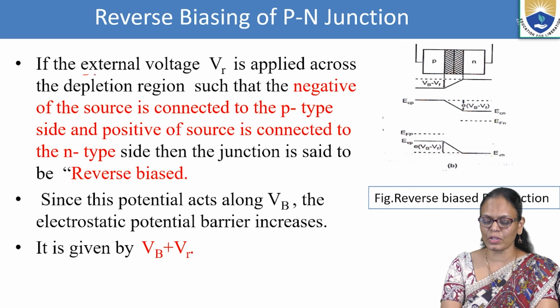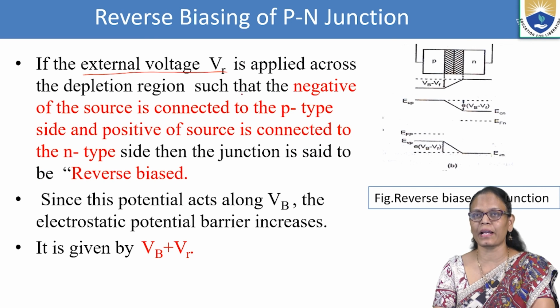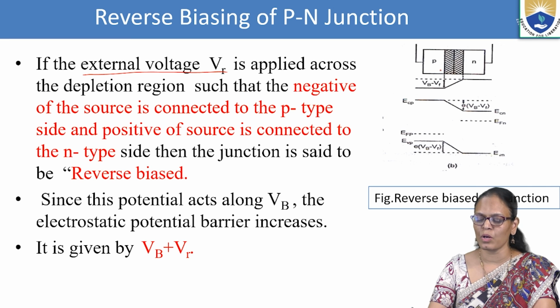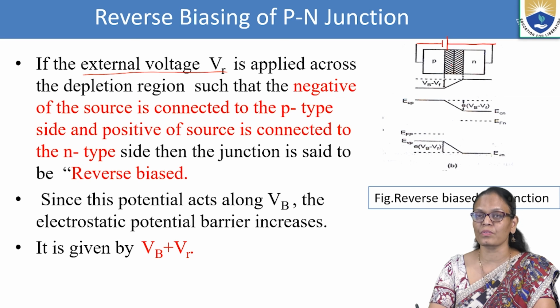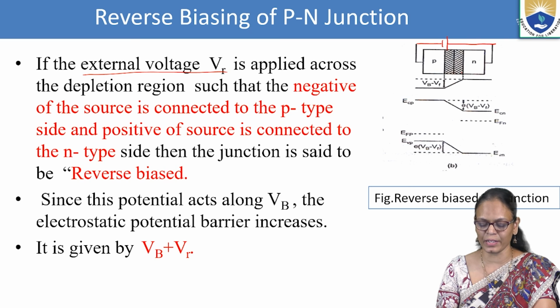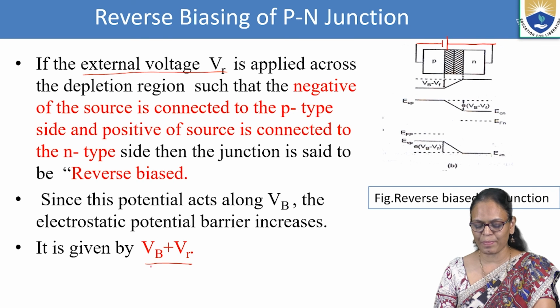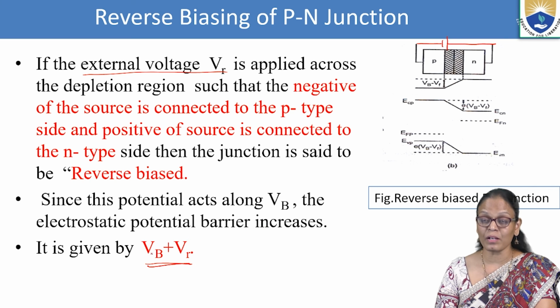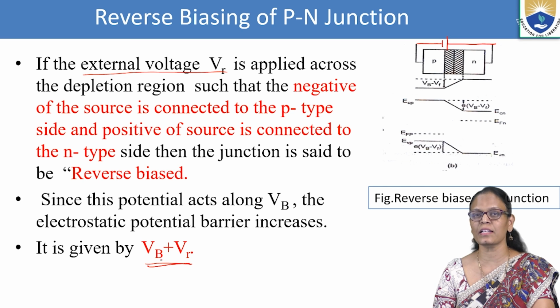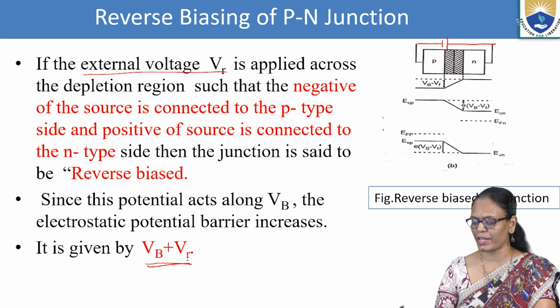And when an external voltage VR is applied in reverse bias, meaning the P side is connected to the negative and the N side is connected to the positive, it becomes VB plus VR. The electrostatic potential barrier keeps increasing, so it will be more than VB by VR. So the resultant is VB plus VR.